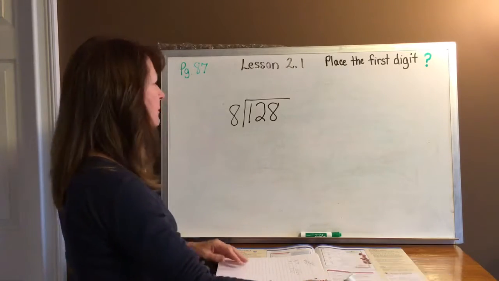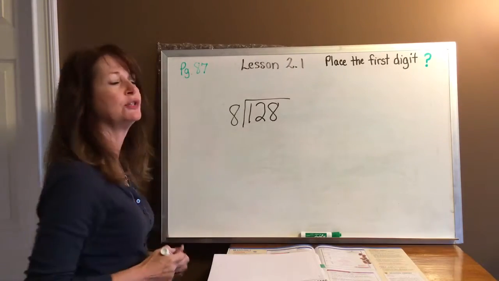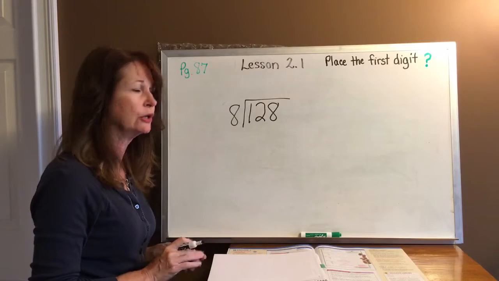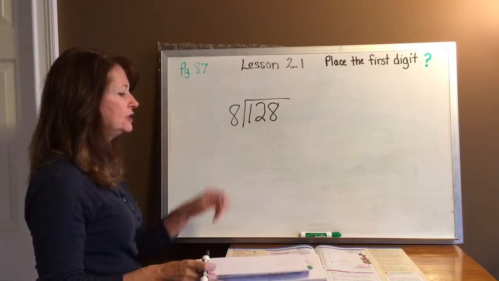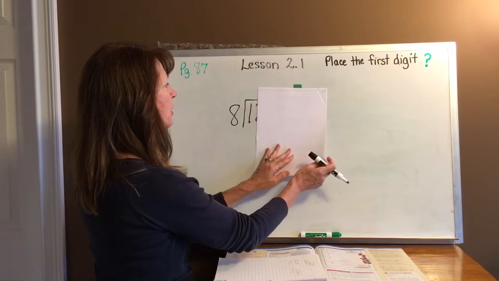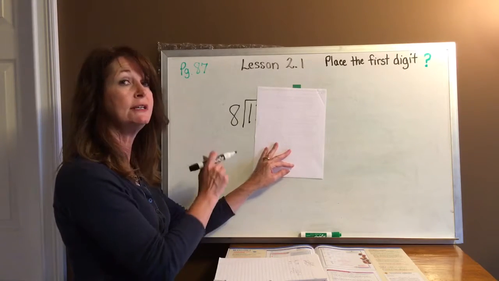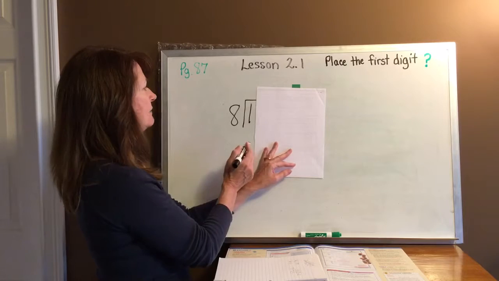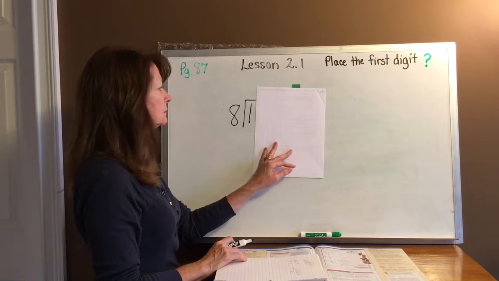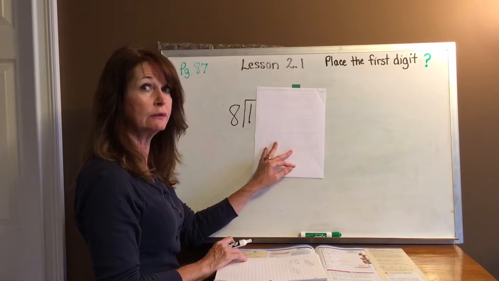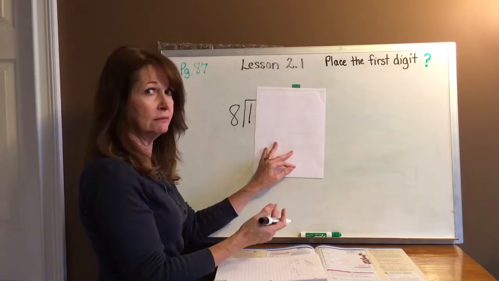Okay, so step 1 is we look at our divisor, and there is only 1 digit in the divisor. So we're going to go 1 for 1, which means 1 digit divisor. We're going to cover up all the other numbers in our dividend, and we're going to say 8 will go into 1 how many times? Well, you know that doesn't work, right? So it won't go in at all.